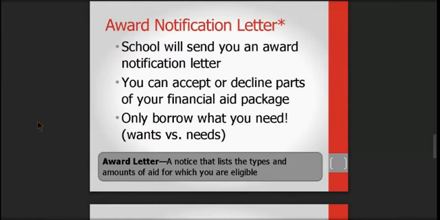Now, once you apply, you're going to receive what's called an award notification letter. It's just a notice that lists the types and amounts of aid for which you are eligible. Doesn't mean you have to accept them all. They will give you different loans and different packages that you can either accept or decline. You only want to borrow what you need. Okay? Only take absolutely what you need. You don't want to take more than the bare minimum of what you need.